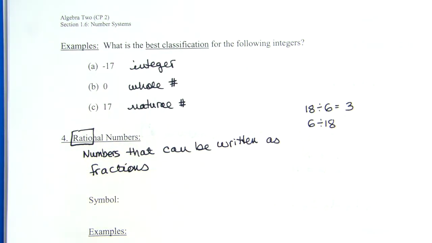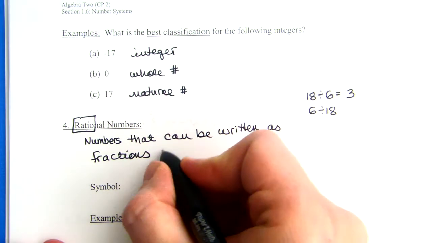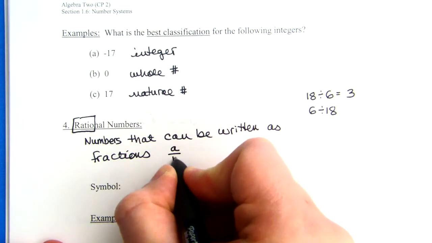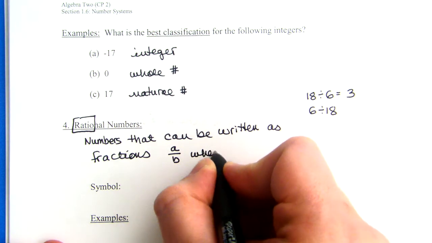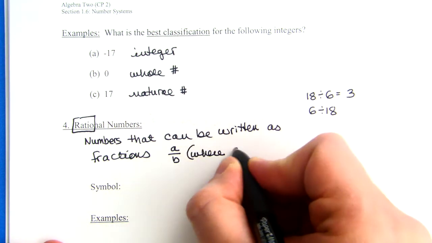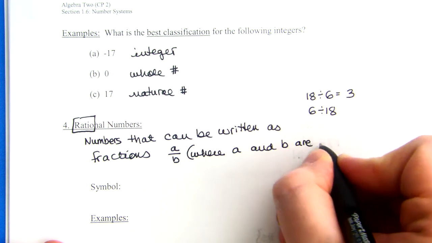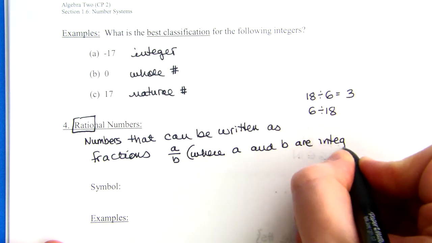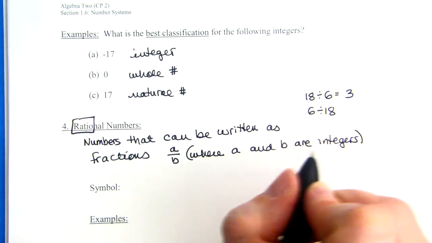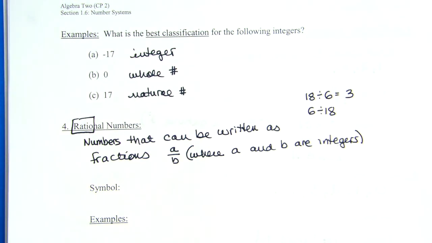Rational numbers are numbers that can be written as fractions, but actually it's a little bit more than that. Fractions in the form a over b, where a and b are integers. Fractions where the numerator and denominator are integers. Get that copied down, please.